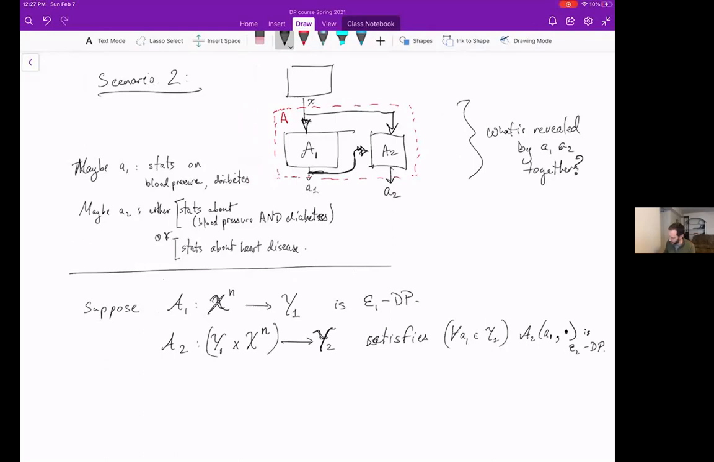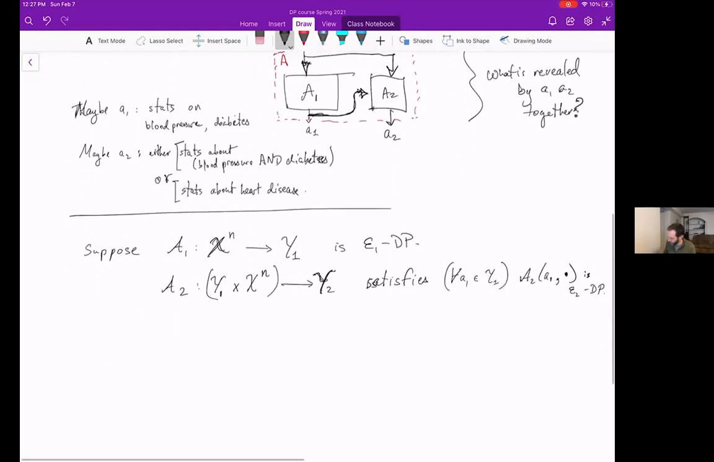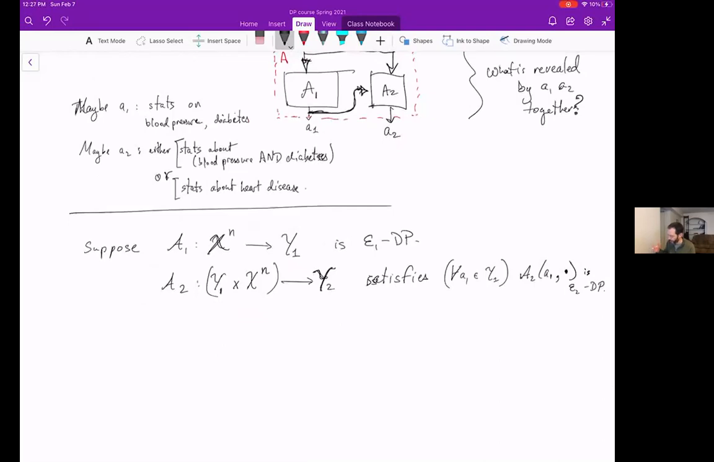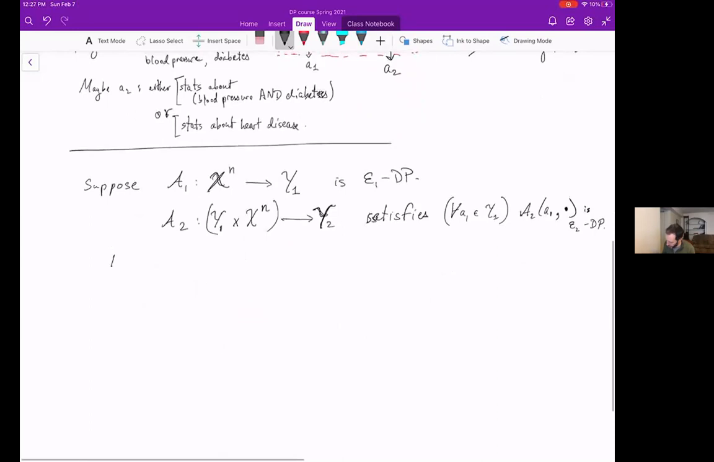So these are my assumptions. First, that A1 is differentially private. And secondly, that A2 is differentially private no matter what the outcome from A1 is. So the behavior of A2 can depend on A1, but whatever that is, it should be differentially private. Then we'll call it the following joint algorithm: we first run A1 and then run A2 on A1 and X, and then return the pair.